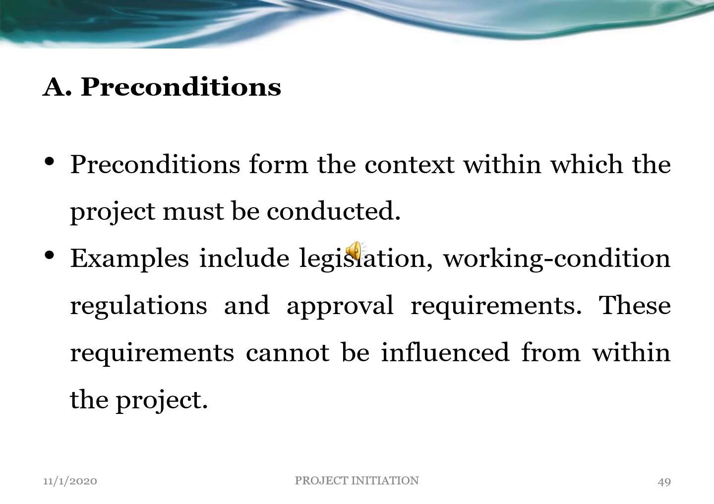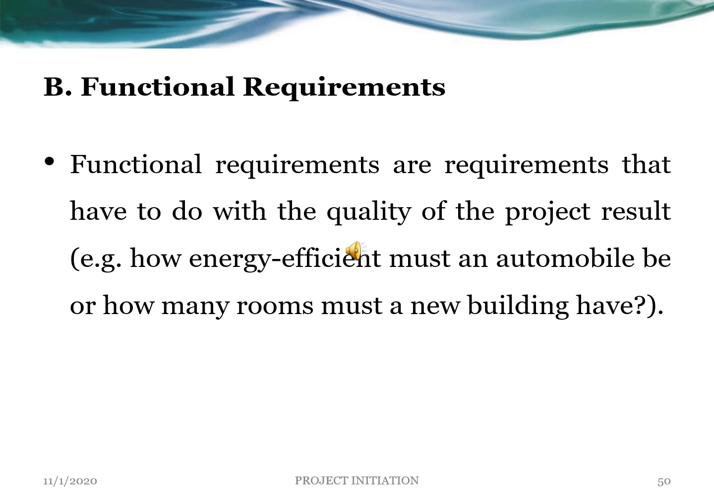Preconditions form the context within which the project must be conducted. Some examples include legislation, working condition regulations, and approval requirements. These requirements cannot be influenced from within the project. There are the functional requirements. These requirements are those that have to do with the quality of the project result. Let's say an example: how energy efficient must an automobile be, or how many rooms must a new building have.